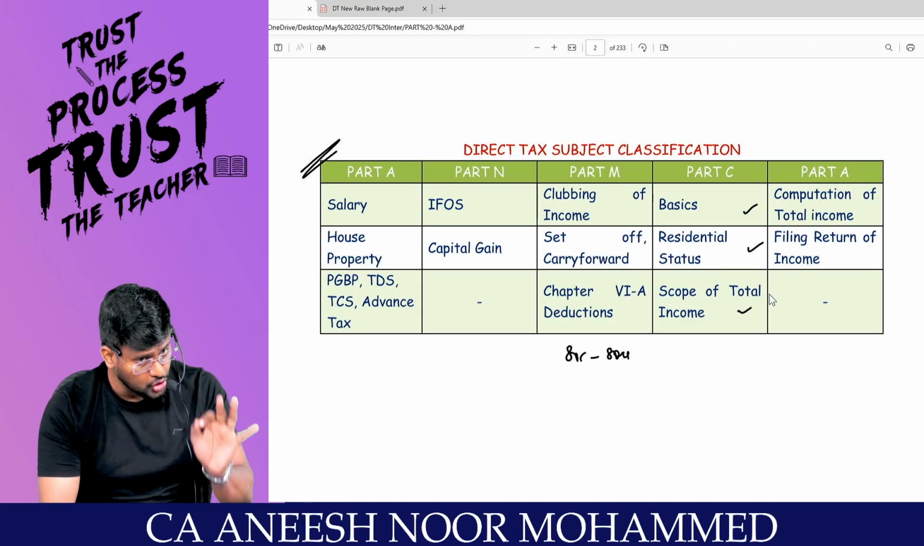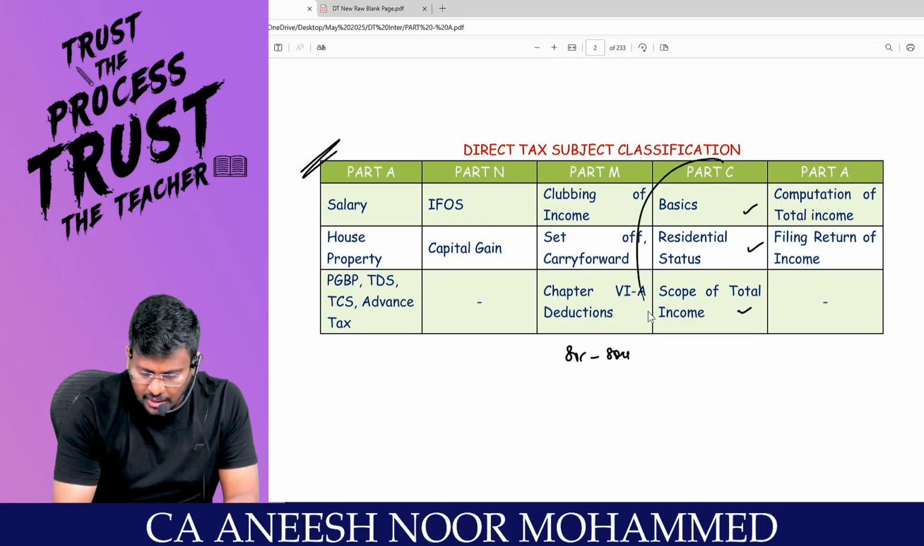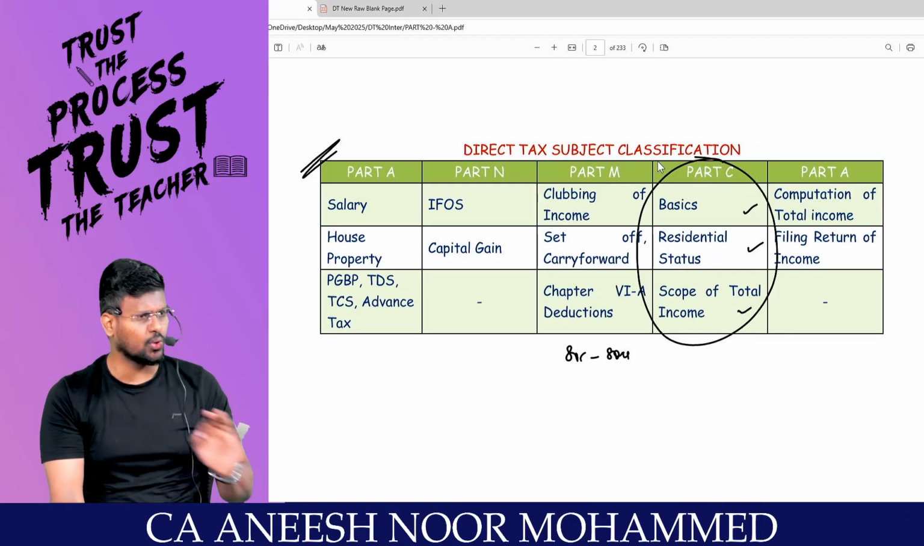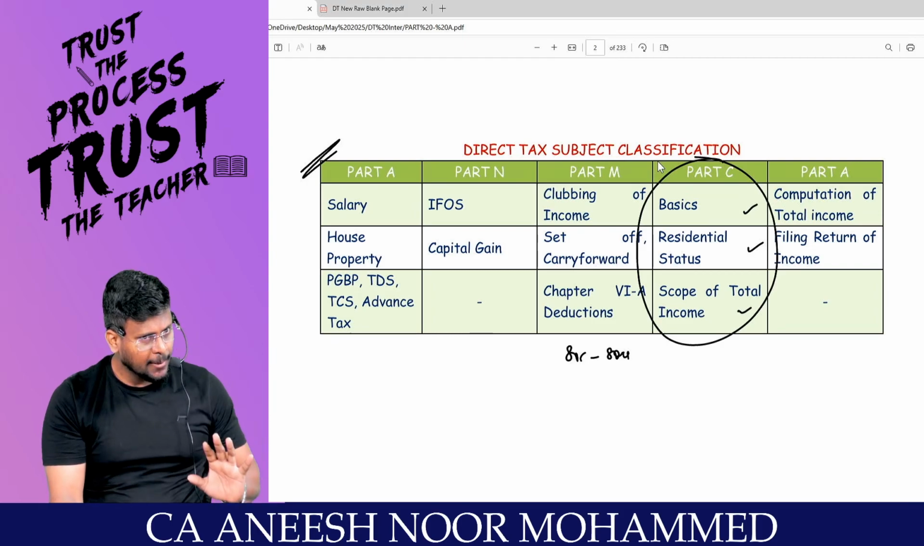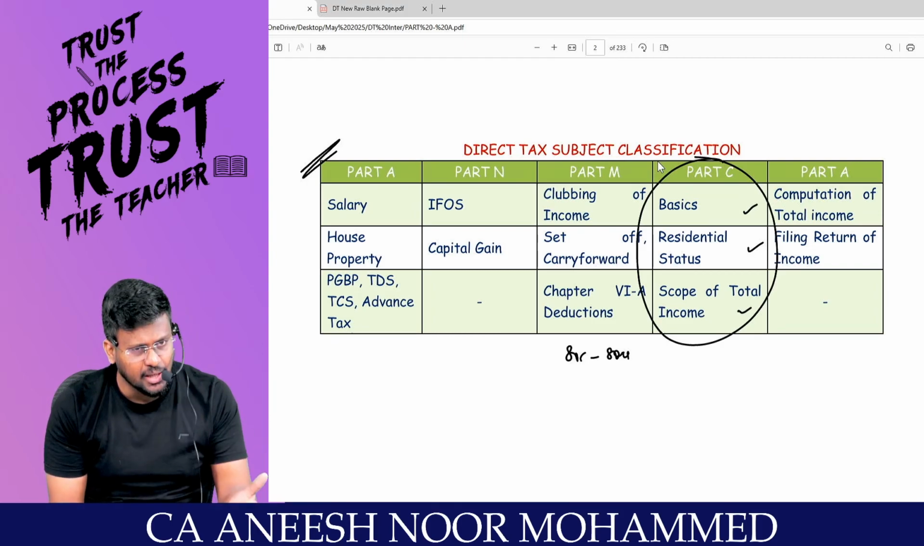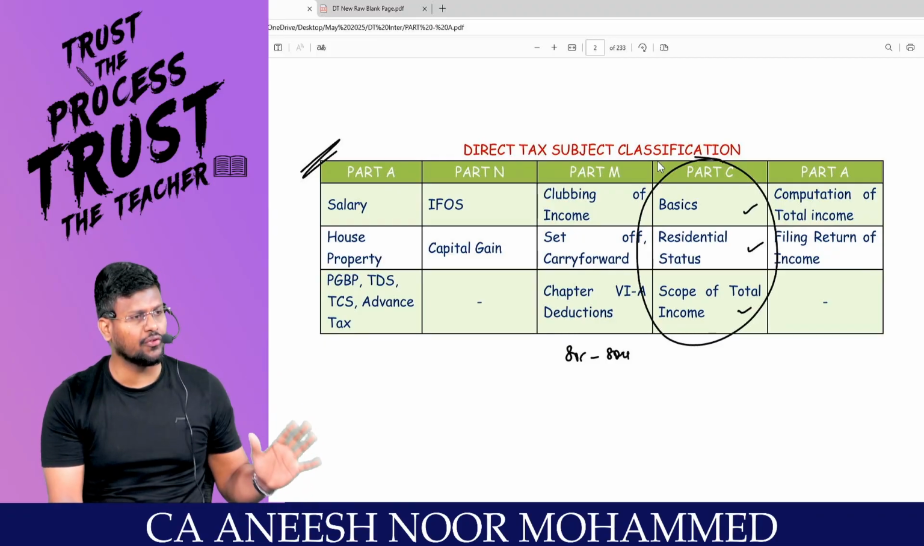From an examination point of view, this part is very, very important for the exam. There is no doubt about it. But I will not start with the basics. I will start with salary. Then after completing the heads of income, we will come to the basics.